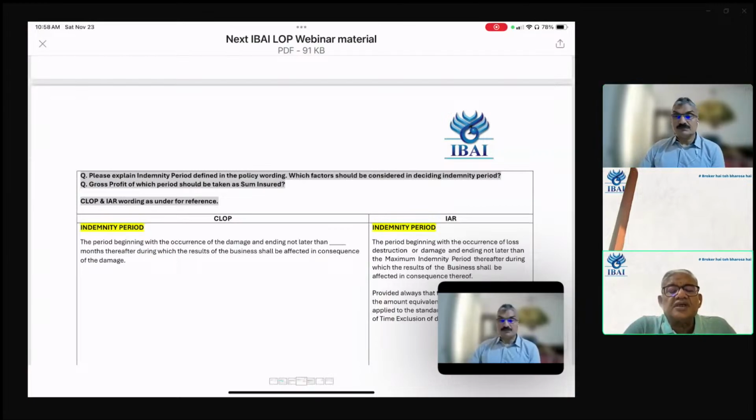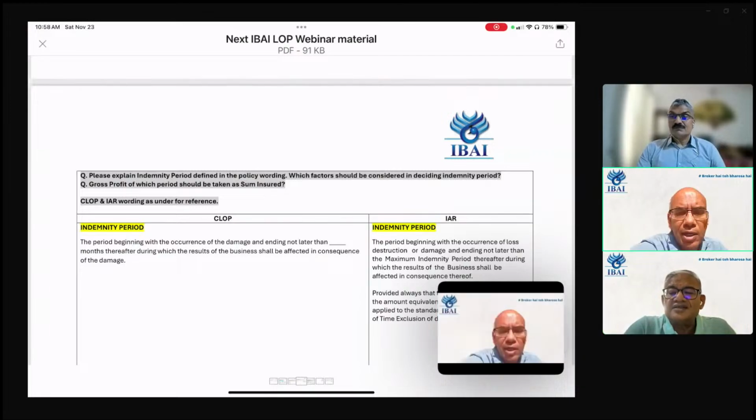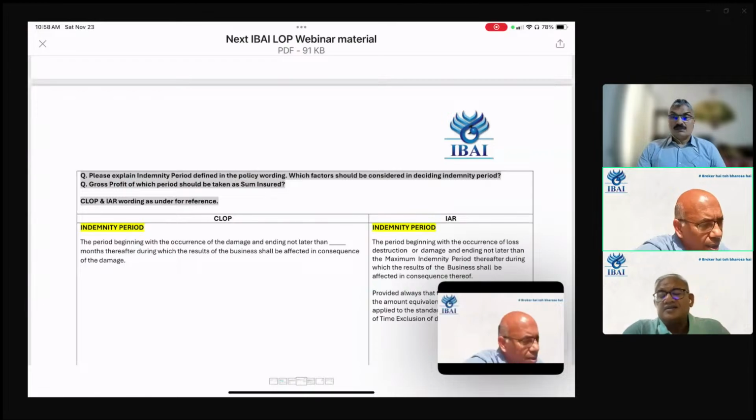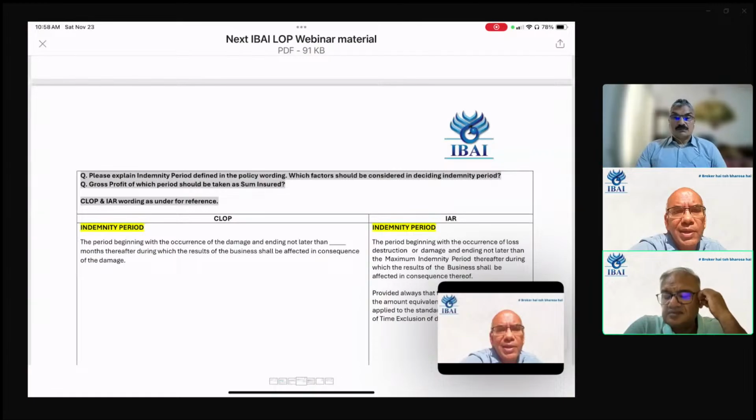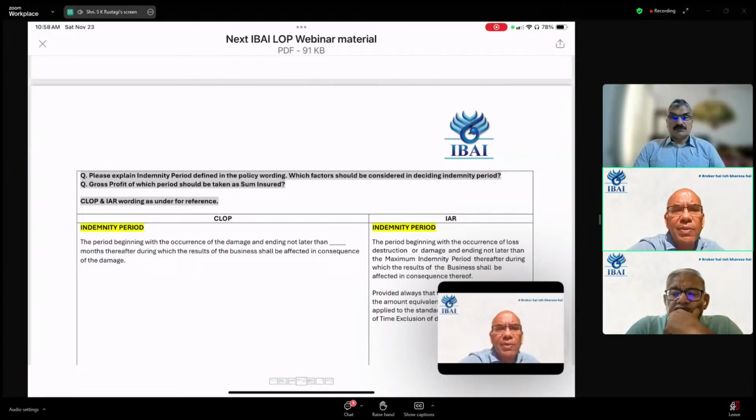Perfect. Ashok ji, anything you have to say on results of the business? I'd like to add a couple of points on what Hari said. Number one, the question you asked: if the customer is permanently lost, this is where the surveyor will refuse to make the adjustment. He says this is a consequential to consequential loss. Customer permanent loss, market share permanent loss will not be covered by the policy.